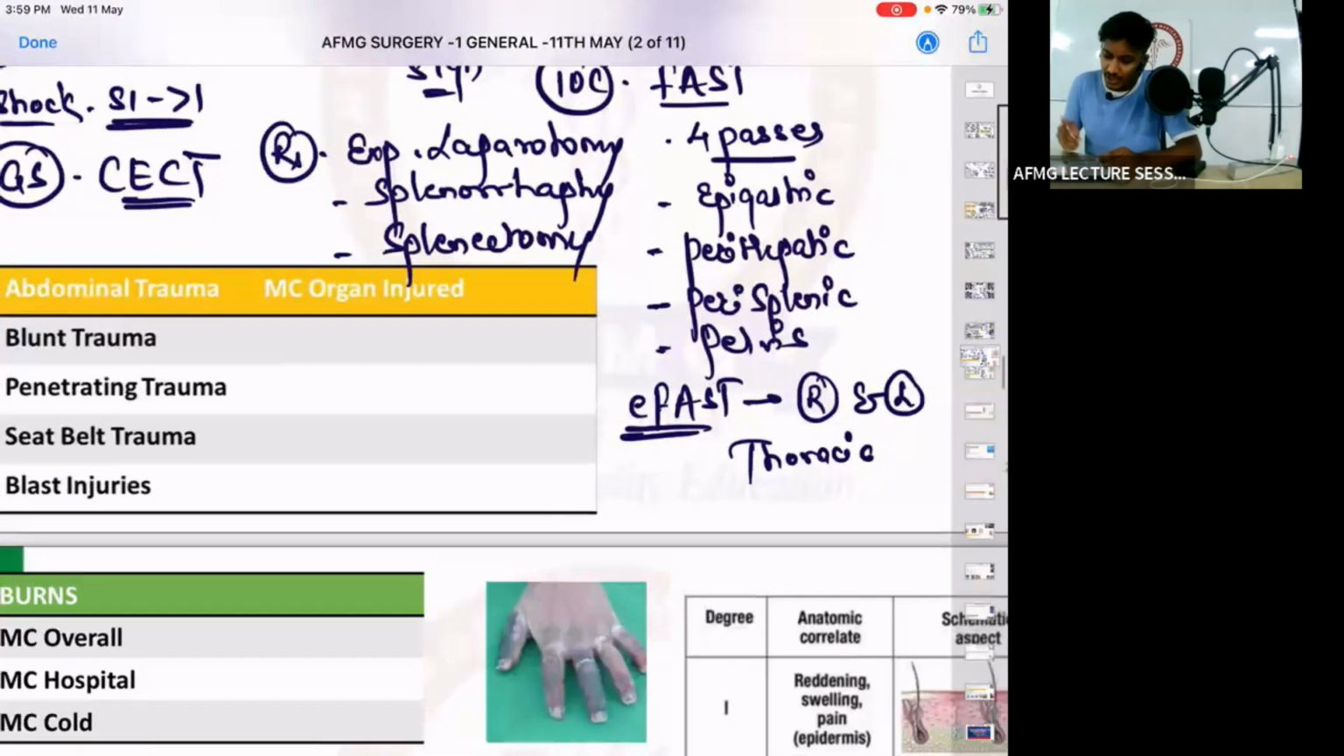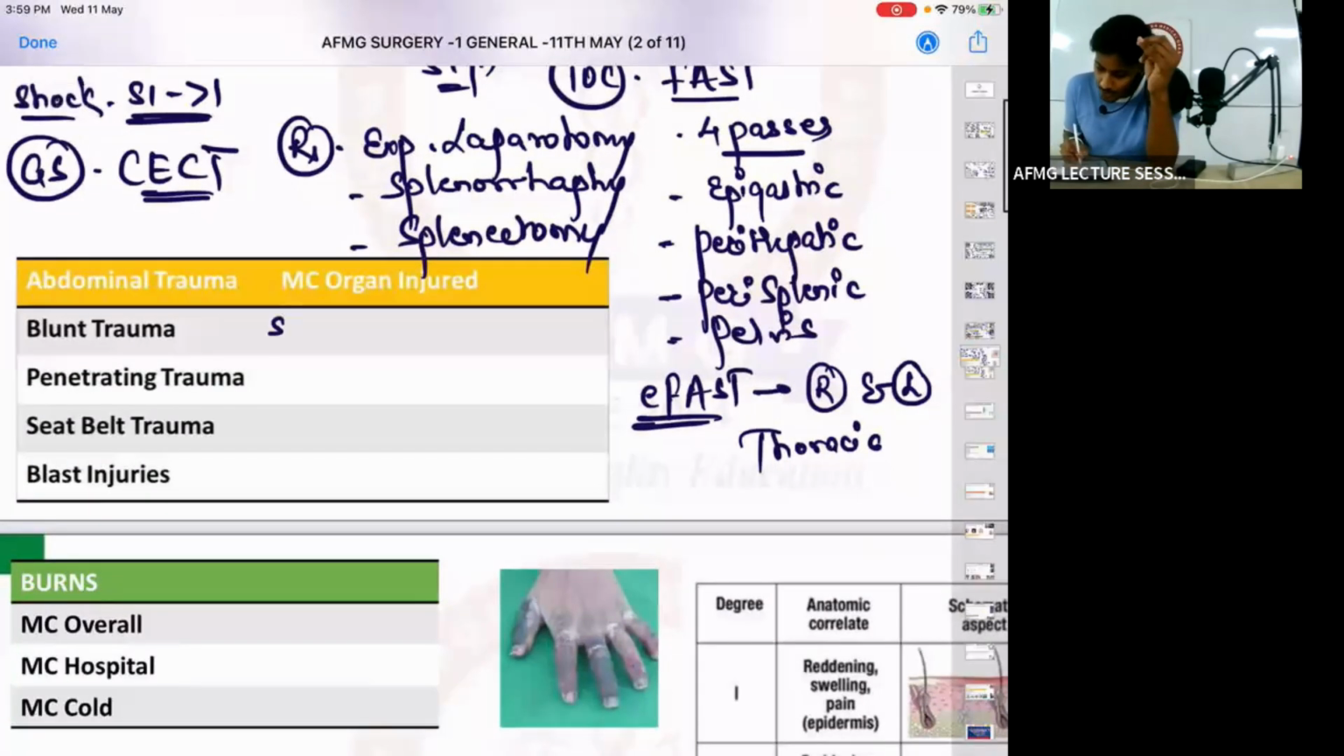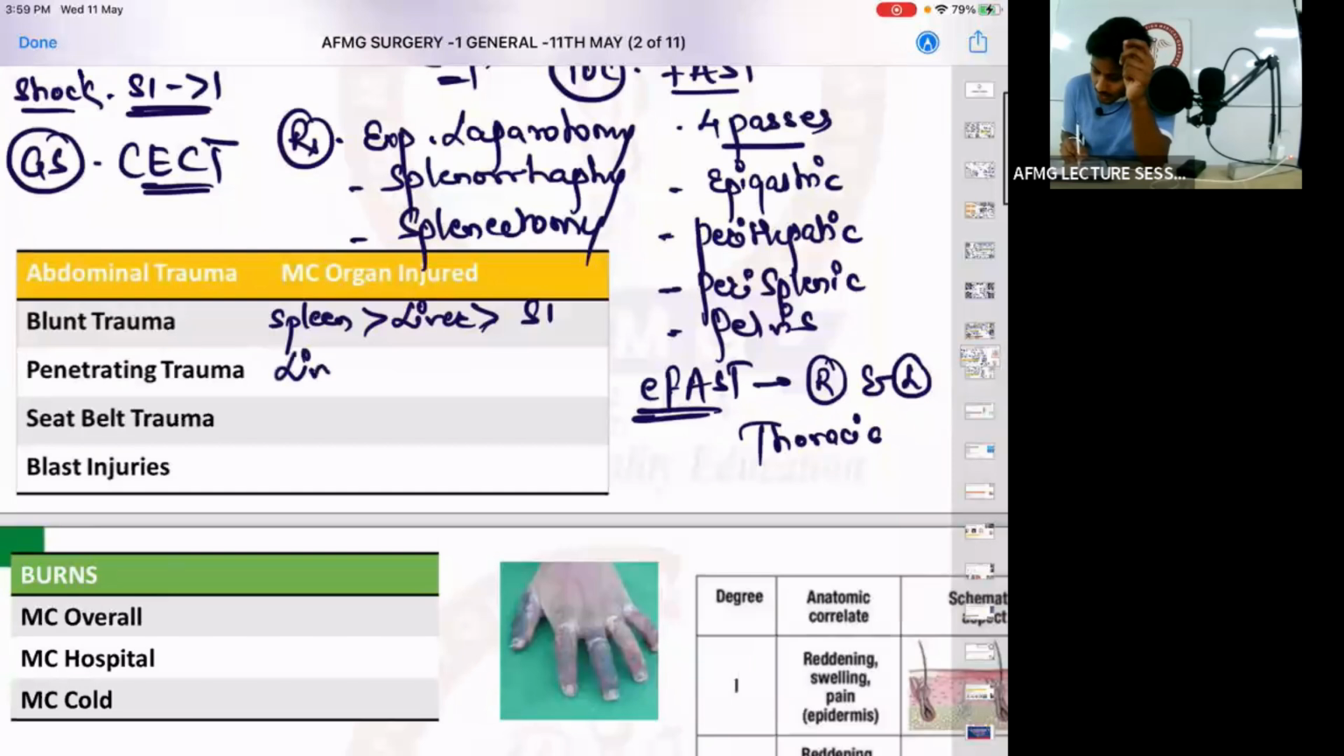Now, the most common organ injured in blunt abdominal trauma is followed by small intestine, followed by the next. First is, second is, third is. In penetrating abdominal trauma, stab wounds, the most common organ injured is followed by small intestine, followed by diaphragm. We couldn't remember, so let's move on.